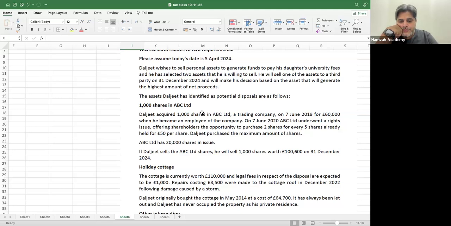Holiday cottage. The cottage is currently worth 110,000 and legal fees in respect of the disposal are expected to be 1,000. Repairs costing 3,500 were made to the cottage roof in December 2022 following damage caused by a storm.